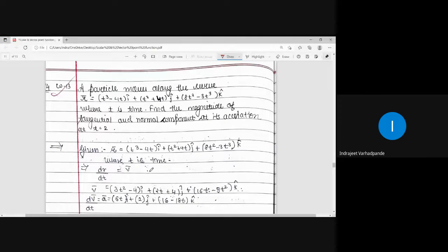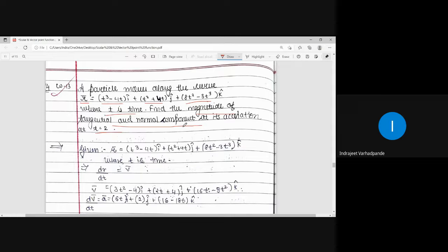Another pattern of examples wherein we will be dealing with the components of the velocity and acceleration. A particle moves along the curve where r bar is expressed as (t cube minus 4t) i plus (t square plus 4t) j plus (8t square minus 3t cube) k, where t is time. Here they have not expressed it in the form of xyz. They have given the position vector r bar in the question. Find the magnitude of tangential and normal components of its acceleration at t is equal to 2.